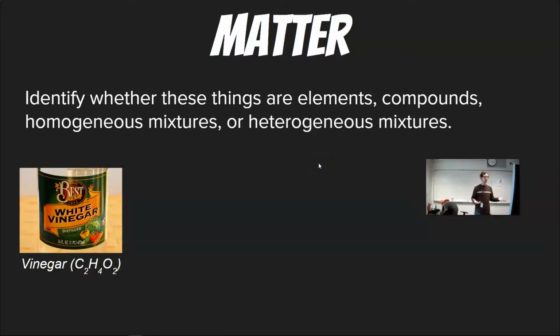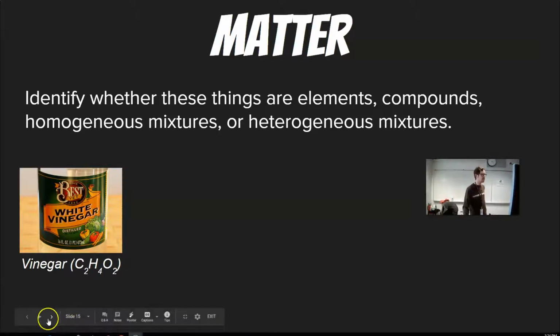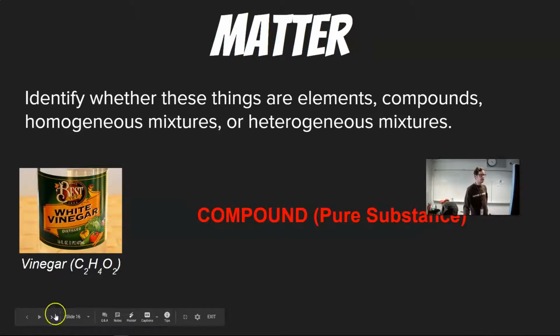So we're going to identify as we go through what these things are. Are they elements, compounds, homogeneous mixtures, or heterogeneous mixtures? First example is vinegar. This is the molecular formula of vinegar, otherwise known as acetic acid, C2H4O2. And vinegar is, as you hopefully might be able to think, a compound, right? So this is three different elements covalently bonded together, and everywhere in this jar of vinegar, it's all just vinegar, right? There's not different regions of it that are different things. So it's a compound, which is also a pure substance. Oh, hey, there's your answer.